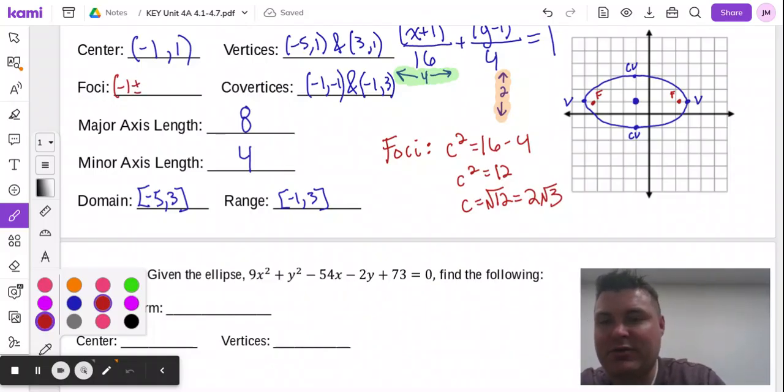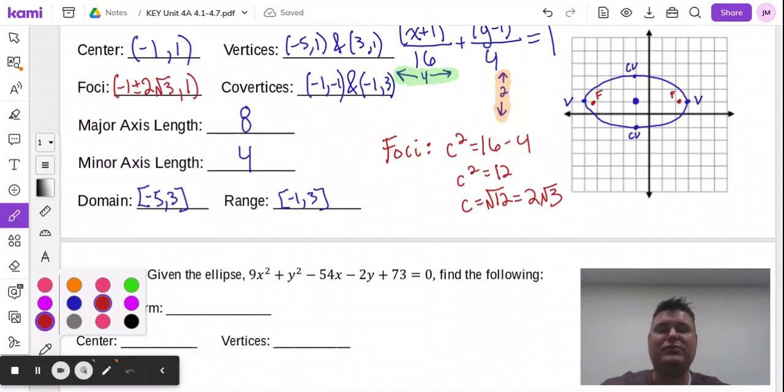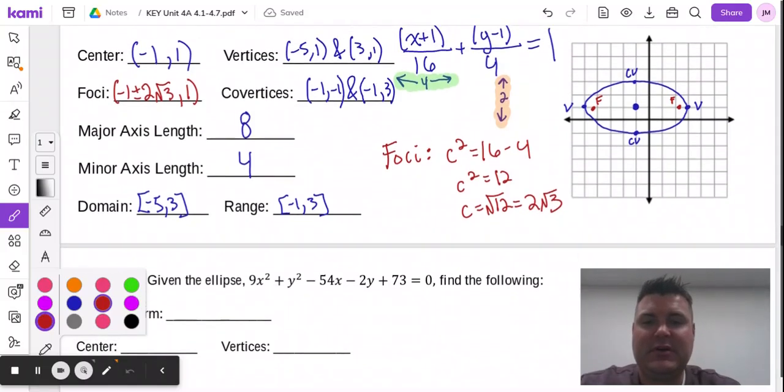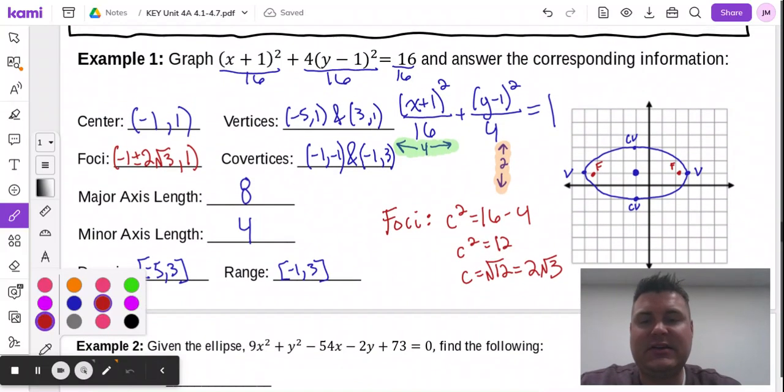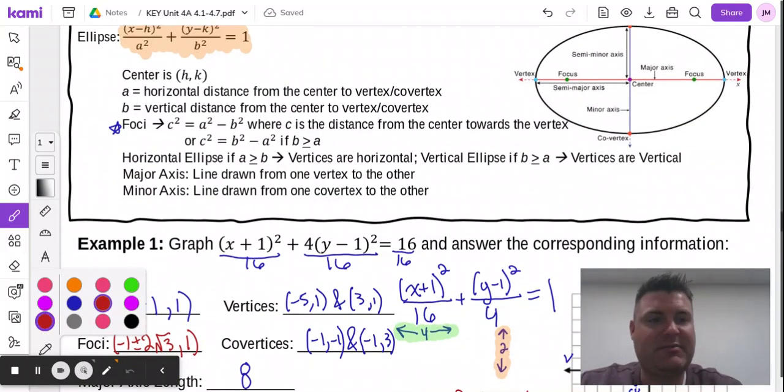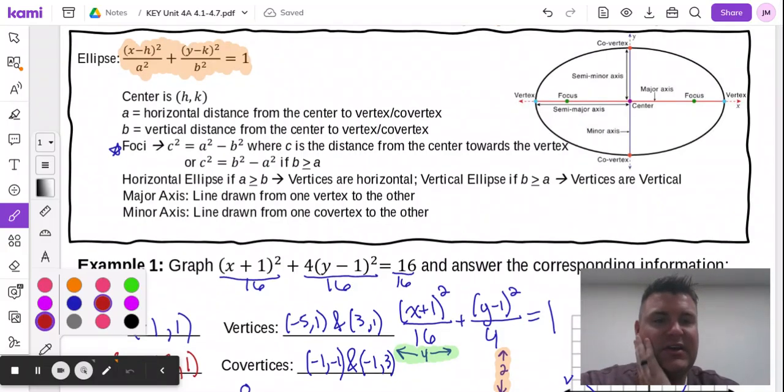I'll just put it all in one coordinate point if you're okay with that. And you didn't say you're not okay with it. So there we go. The coordinate points: one foci is -1 plus 2 root 3, comma 1. The other one is -1 minus 2 root 3, comma 1. And there you go. That is the ellipse, which really covers everything up here. And that picture right there covers everything as well.